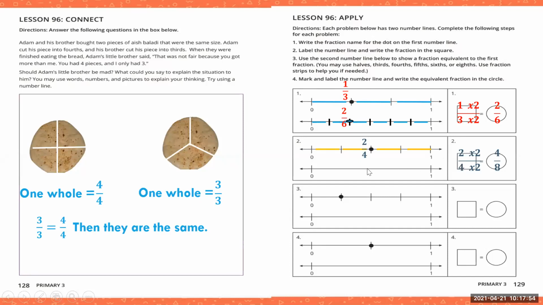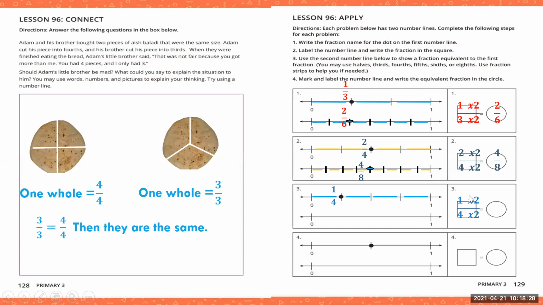Now we will divide this number line into 8 equal parts to put 4 over 8. 0 over 8, 1 over 8, 2 over 8, 3 over 8, 4 over 8. Okay? Here, in number 3, this number line is divided into 4 equal parts. 0 over 4, 1 over 4. Okay? 1 over 4. I want to find the equivalent fraction.